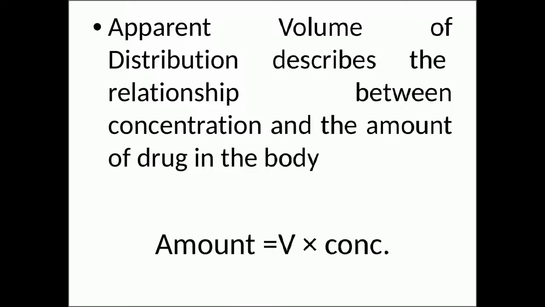The apparent volume of distribution describes the relationship between concentration and the amount of drug in the body. So here you can see the amount of drug is equal to the total volume of body or total volume of any particular compartment times the initial concentration of drug, that is the dose of the drug.